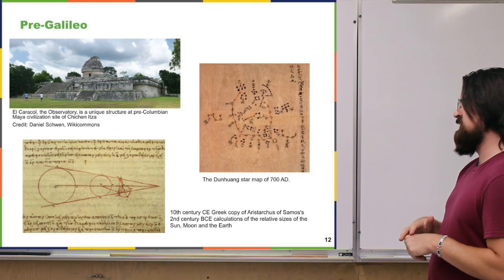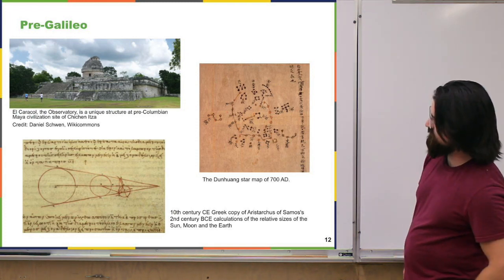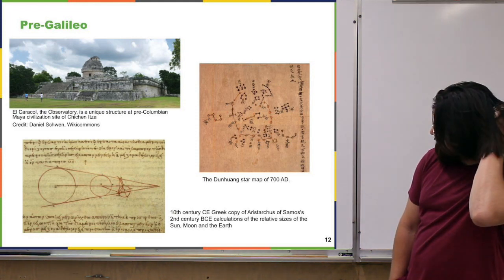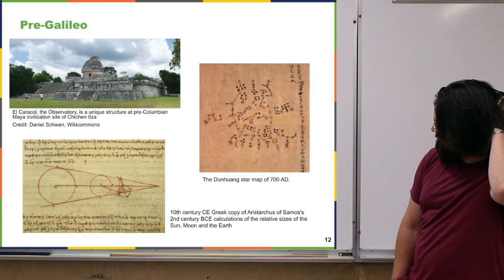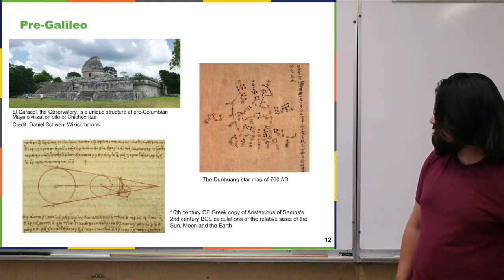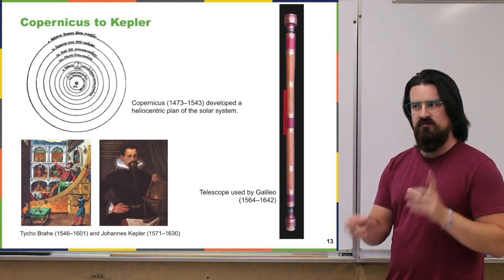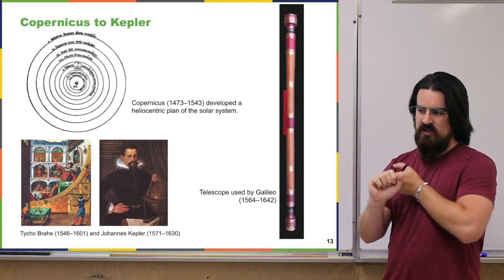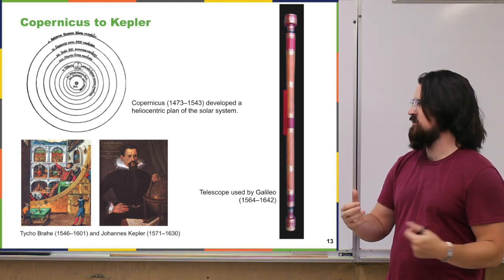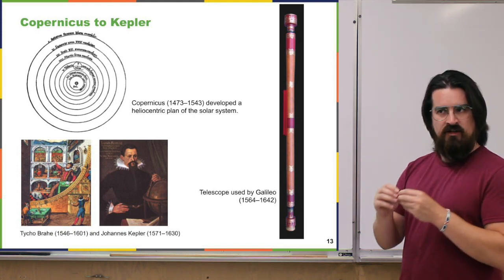But before Galileo, people had been doing astronomy for, like I said, pretty much for as long as they've been around. And these are just a couple of examples of places and things that show astronomy being done for quite a long time in all kinds of places. You probably heard that a bit before Galileo, the dominant theory, at least in Europe and the Western world at the time, was that the universe was centered around Earth.